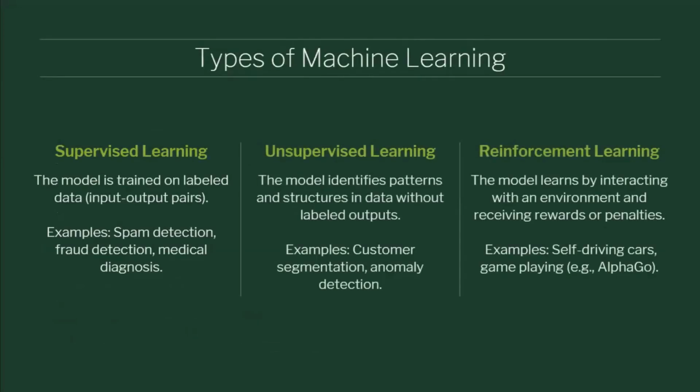Now we'll understand what the different types of machine learning are. Today we are not studying machine learning in depth; we are just going through an overview of everything. So there are three different types of machine learning. One is supervised machine learning. This model is trained on labeled data, that is, input-output pairs.